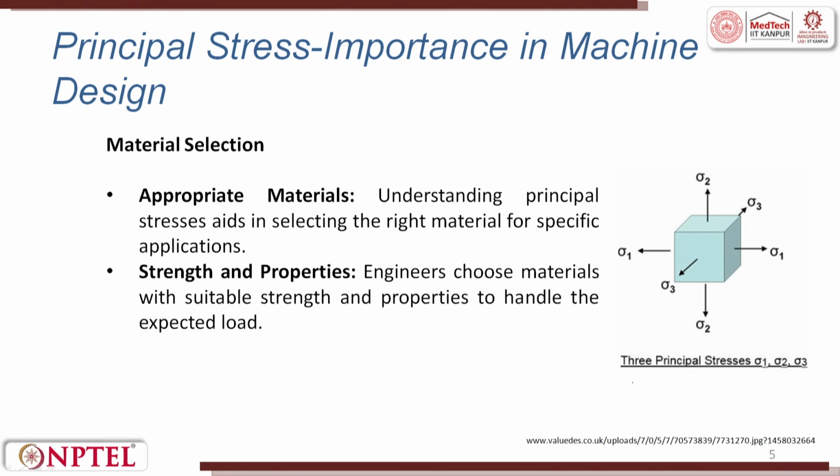So, as I told you in the beginning, there are three principal stresses: sigma 1, sigma 2 and sigma 3. All the three are principal stresses acting mutually perpendicular to each other. The moment there is a shear load, you have to resolve sigma 1, sigma 2, sigma 3 accordingly to get the shear or the torsional load.